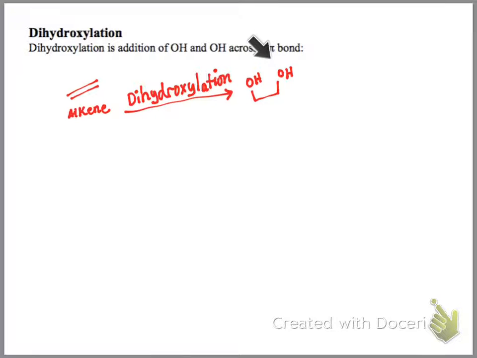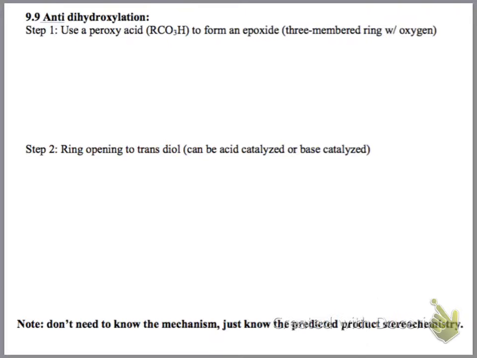There's actually lots of ways to do this, but there are two primary ways, and we're going to talk about both of them. One of them makes the two alcohols cis to each other, and the other one makes them trans to each other, and they use completely different mechanisms. So the first thing we're going to talk about is trans dihydroxylation.